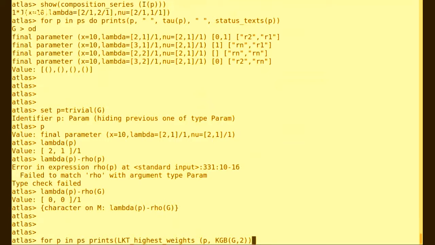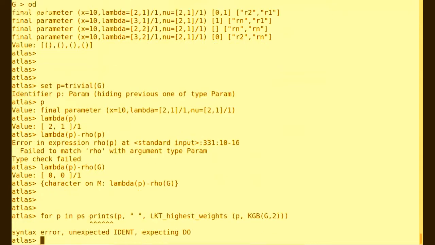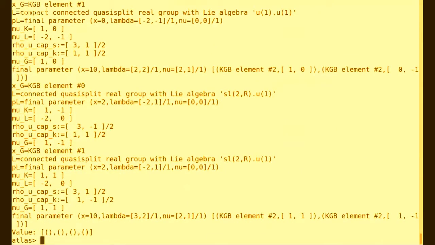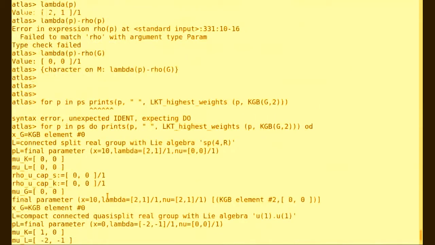Lowest K-type, highest weights. Let's print P. Whoops, P. I hope I got that right. Nope, did not. For P, do. Oh, that's too bad. I have some debugging turned on. What a shame. Okay, I'll have to fix that. But let's look at this very well. I can scroll up here. I'm sorry, there's a bunch of debugging turned on in the script at the moment.